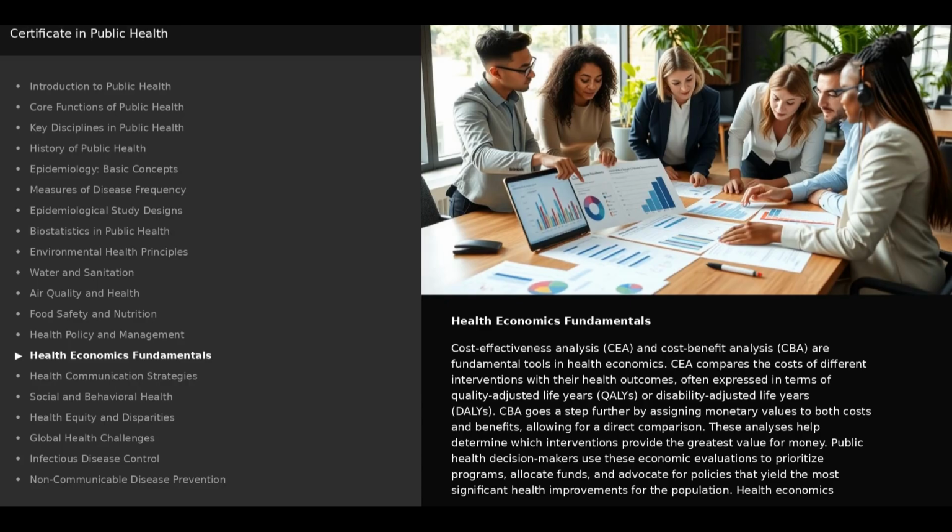Public health decision-makers use these economic evaluations to prioritize programs, allocate funds, and advocate for policies that yield the most significant health improvements for the population. Health economics ensures that public health initiatives are not only effective, but also economically sustainable and justifiable.